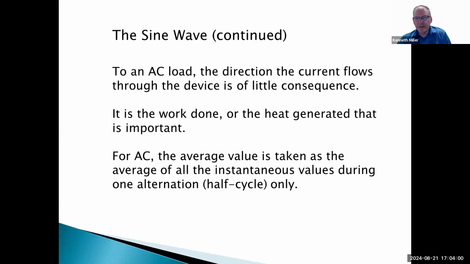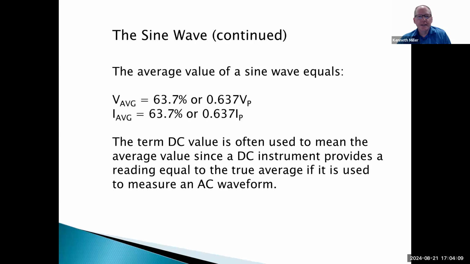Now, for AC, the average value is taken as the average of all the instantaneous values during 1/2 cycle. The average value of a sine wave is the voltage peak times 0.637. Now, the term DC value is often used to mean the average value. So this is important.